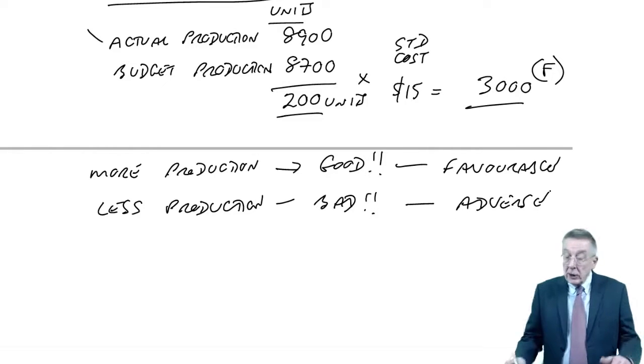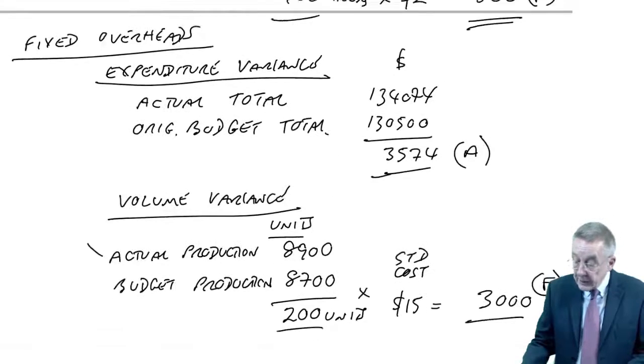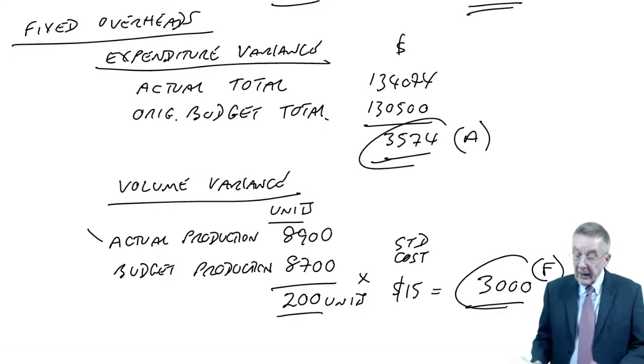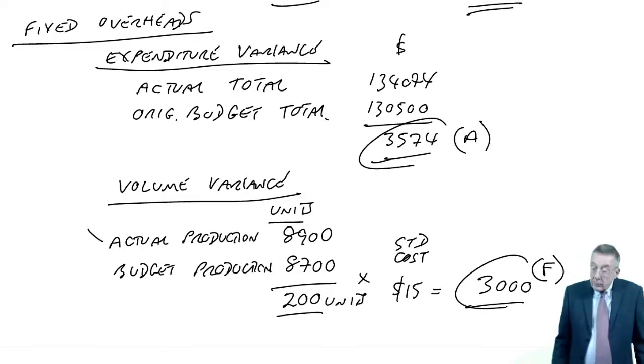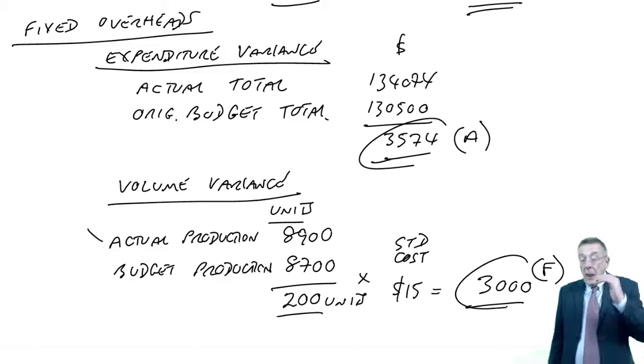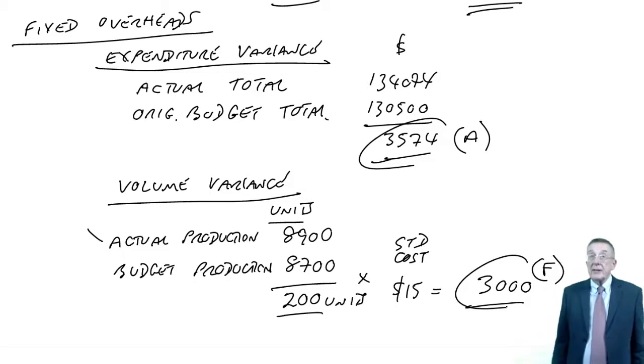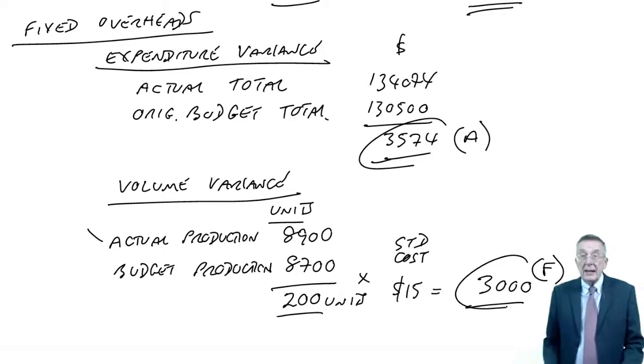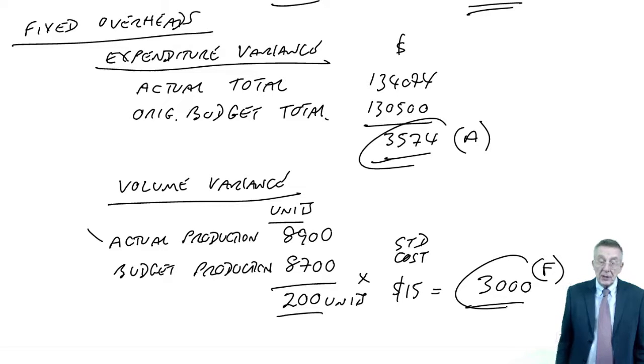And of course, it does now agree. The total variance was 574 adverse. Now we've made a bit more sense of it. We've actually overspent 3,574 adverse. The other 3,000 favourable was due to that flexing because we're using absorption costing.